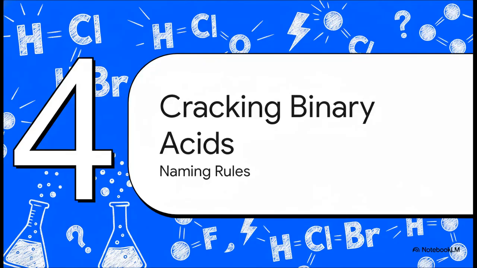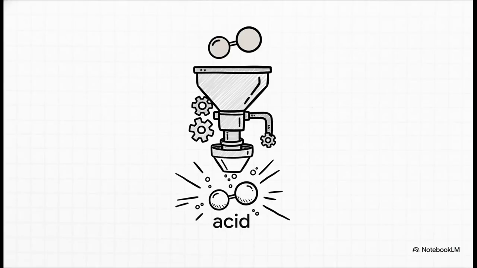All right, on to Section 4, cracking binary acids. Here is your incredibly logical if-then rule for this one. If your anion ends in the suffix "ide," like chloride or sulfide, then you apply a very specific formula. First, you change the word hydrogen to the prefix hydro. Second, you modify the non-metal ending from "ide" to the suffix "ic." And finally, you just add the word acid at the end.